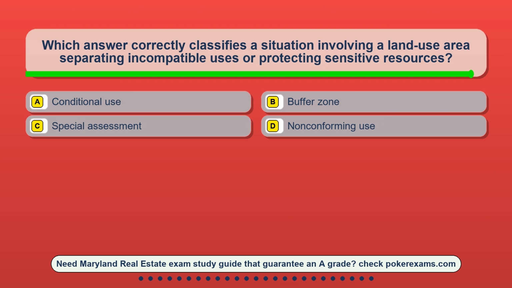Question 10. Which answer correctly classifies a situation involving a land-use area separating incompatible uses or protecting sensitive resources? Option A, conditional use. Option B, buffer zone. Option C, special assessment. Option D, non-conforming use.